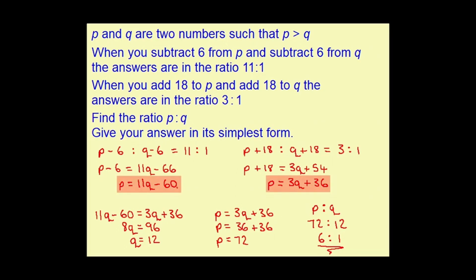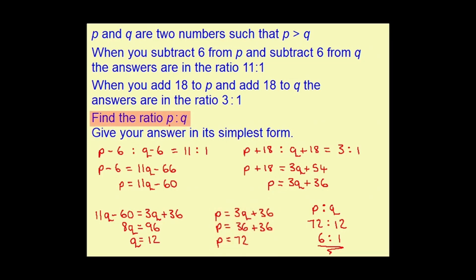So now I've got two equations for p. So I now know that 11q minus 60 is equal to 3q plus 36. I can solve this to find q, which is 12. Now that I know that q is 12, I can choose one of these two to calculate p. This one looks easier, so I'm going to use this one. Substituting in q equals 12 gives me that p is 72.